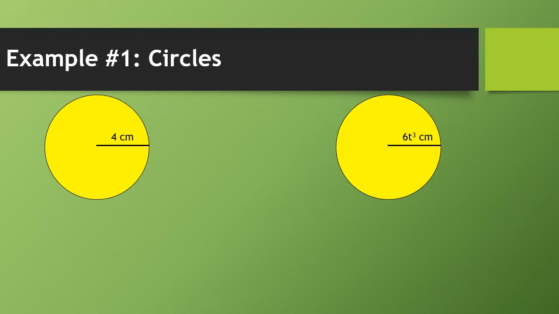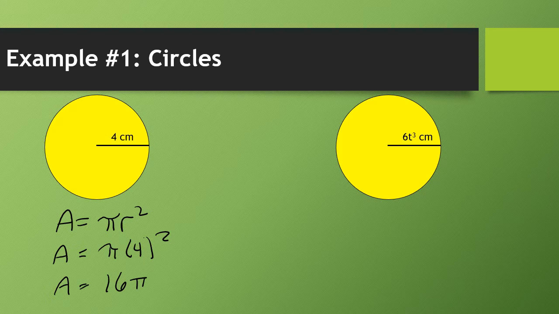All right, so let's take circles for example. If I was going to do this and I wasn't sure what I was doing, the first thing I'm always going to do is write my formula down. So I know the formula for area of a circle is pi r squared. So when I look at my picture, my radius is 4. So I'm going to take 4, and plug it in for r. And this is going to give me 16 pi centimeters squared.